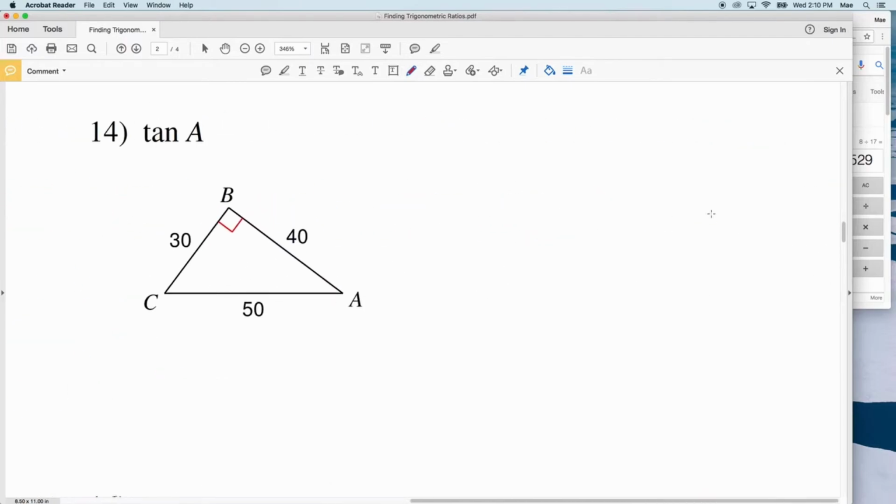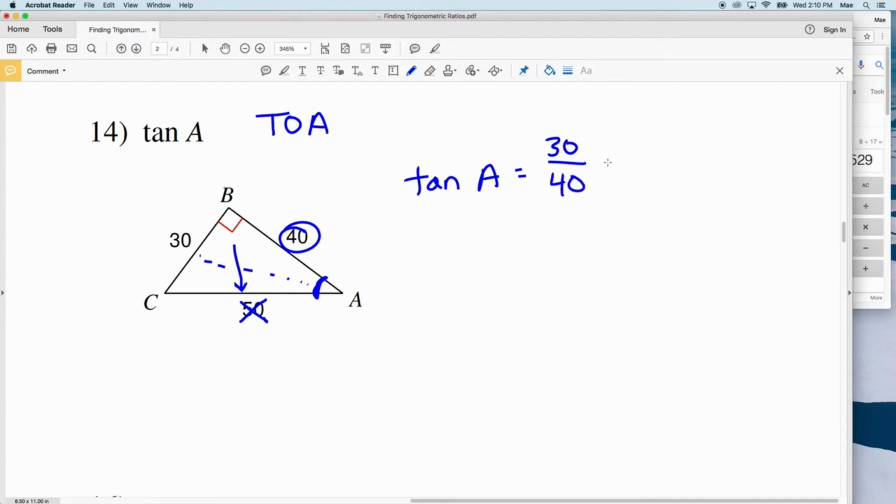Number 14, we have the tangent of A. When you have tangent, think TOA. Tangent of A equals opposite over adjacent. So here's our angle A. The hypotenuse is 50, and we do not use hypotenuse in tangent, so we don't need this. So we're going to look at the opposite, which is 30, over the adjacent, which is 40. 30 over 40 is 3/4, which is 0.7500.